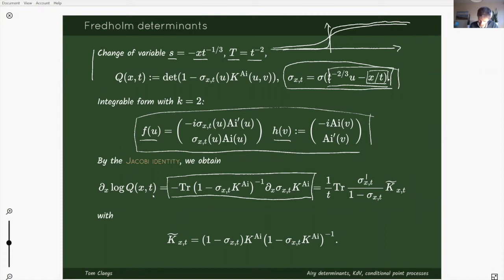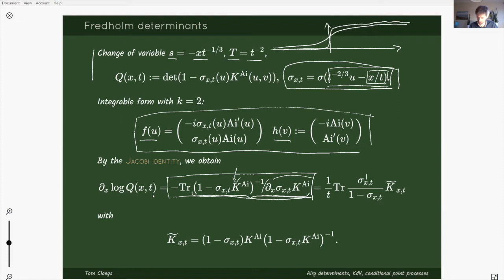And so here, you should interpret this not as a kernel now, but really as an operator, because you have here the inverse of an operator. One can show that this operator is indeed invertible. And then here you have a multiplication operator with the derivative of sigma multiplied with the Airy kernel operator.